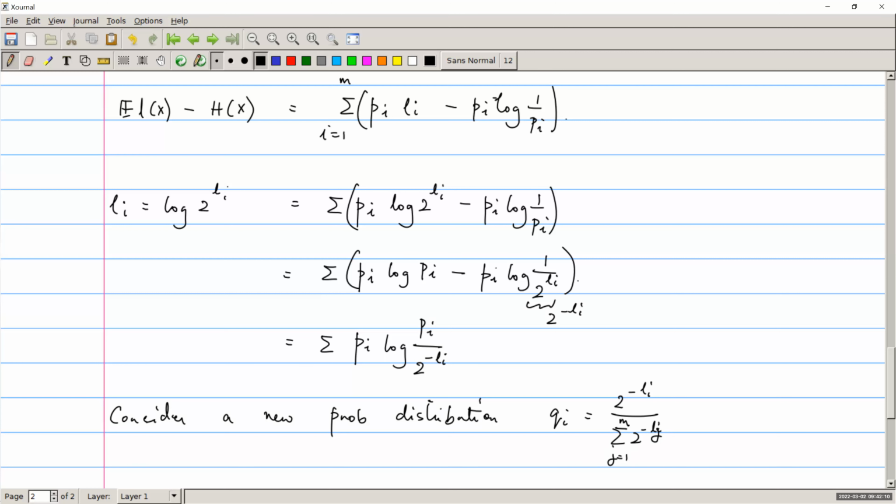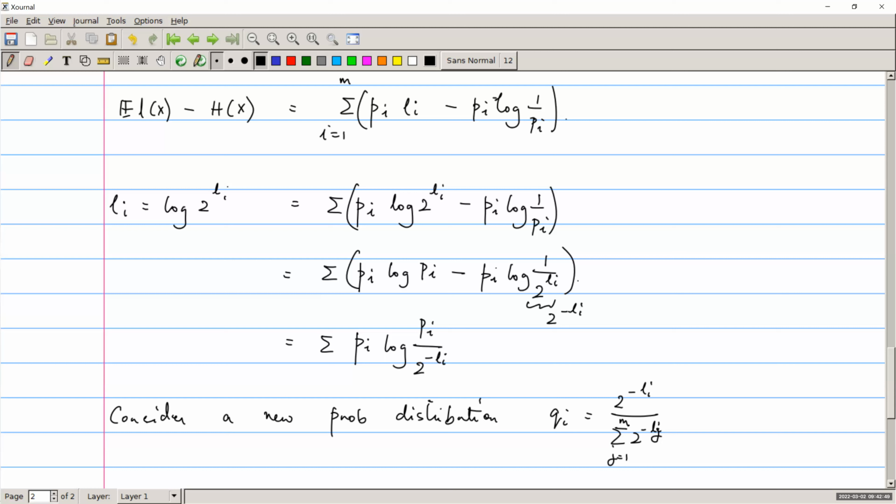The quantities 2 to the minus li, I normalize them to make them into a probability distribution. This comes as a step in the proof, but it's actually a very fundamental way of thinking. Every time you have code word lengths, you're thinking of a probability distribution. The code word lengths map to the probability distribution in this way. There's a qualification always in force that the code you're thinking about is a prefix-free code.